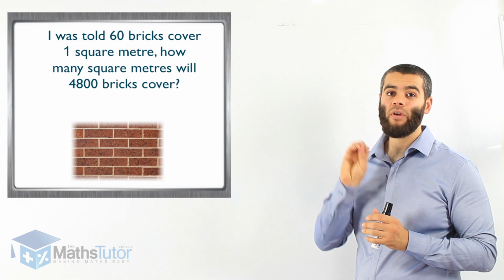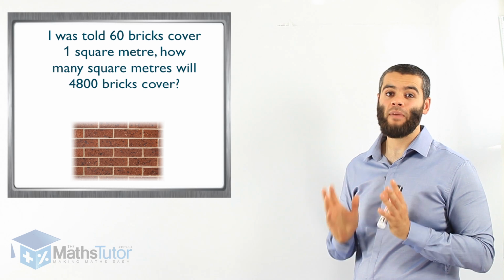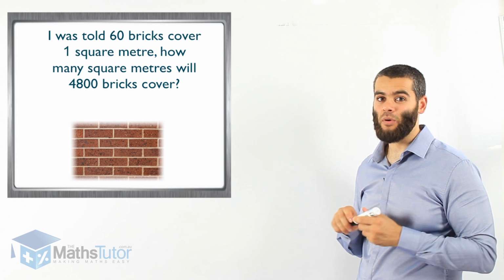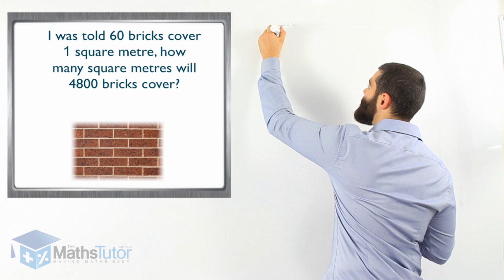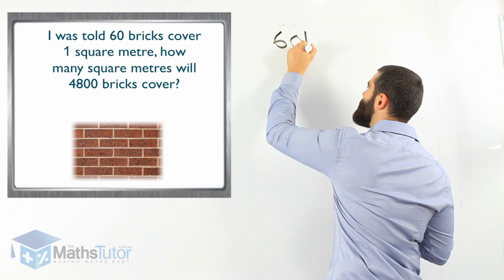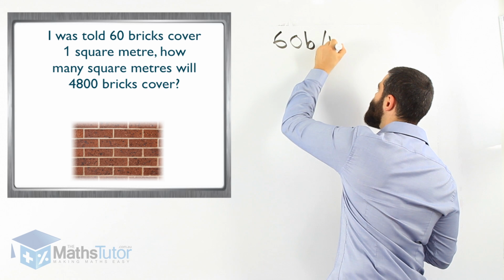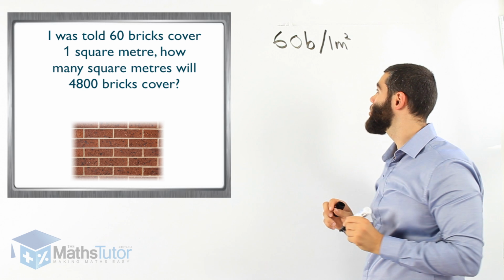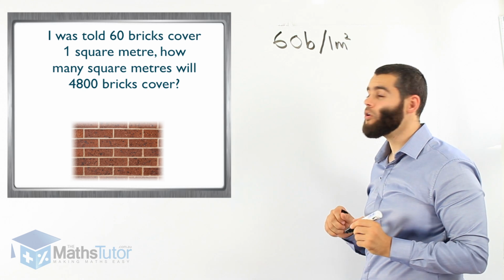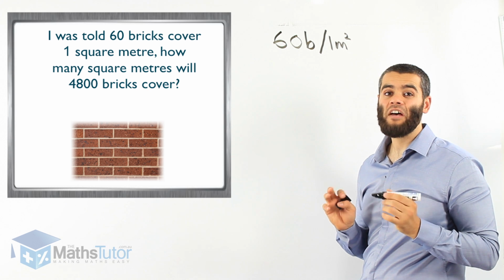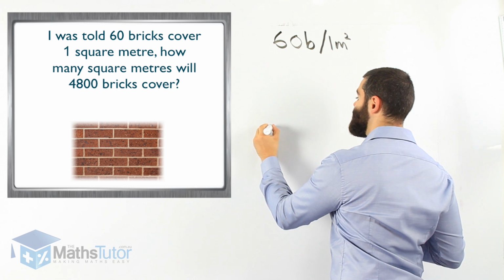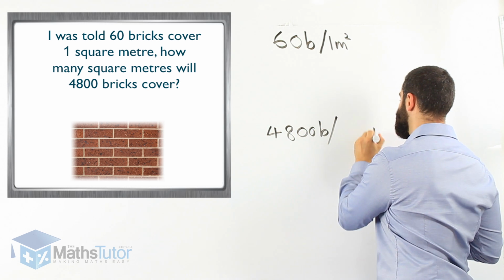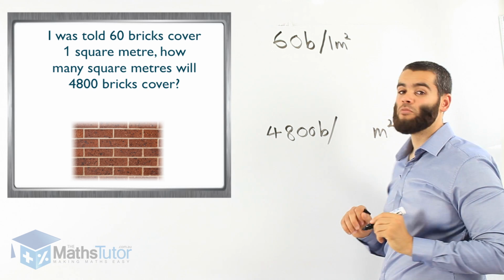Now we need to take the rate out. Write down the information mathematically, take it out of the worded problem and put it in maths first and then solve it straight away. 60 bricks, B for bricks, per 1 square meter. This is our rate sign, so 60 bricks per 1 square meter. We need to know how many square meters will 4,800 bricks cover. So 4,800 bricks, how many square meters will that be?